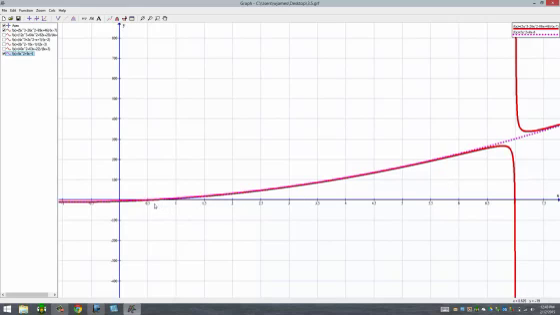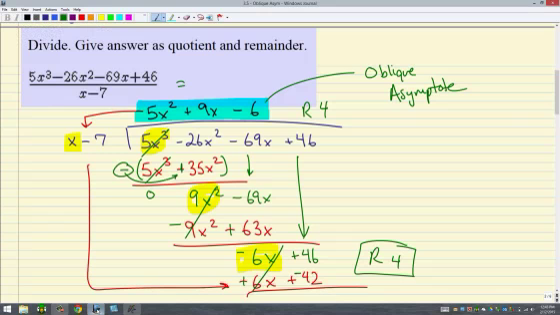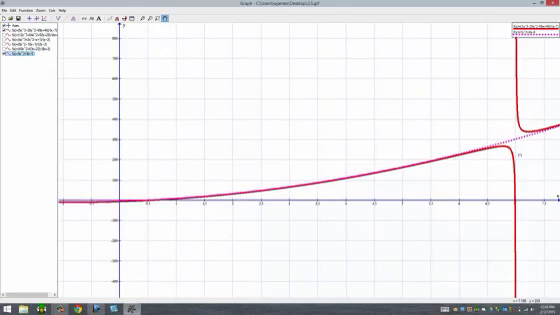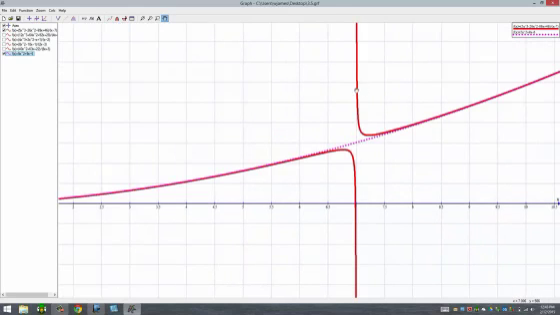So this graph comes along and hugs the asymptote right up until it hits the vertical asymptote. And remember, if you go back to the function, it still has a vertical asymptote. Where's the vertical asymptote? Look at the denominator. 7, right? There's a vertical asymptote at 7. Look at the graph. Vertical asymptote at 7, right here. But then there's also an oblique asymptote.